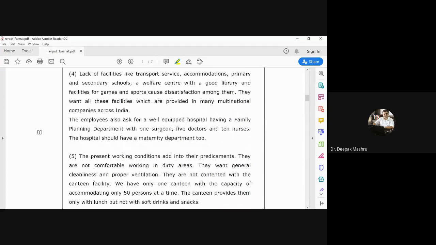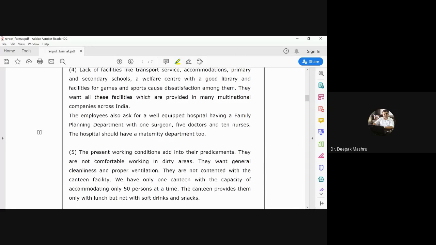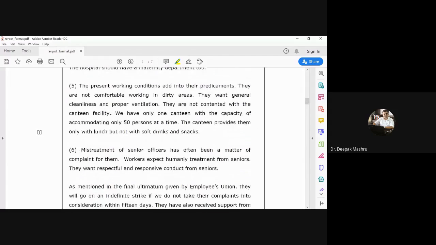So there's a big question: what is the purpose of coming to work, right? But the thing is that when there are big companies where people are coming from different areas, they need such kind of guidance, right? So we can mention that. Here, instead of maternity and family planning, we can mention that a primary health center should be there in the company. The present working conditions add to their predicaments, right? It adds to their displacement or their problems.